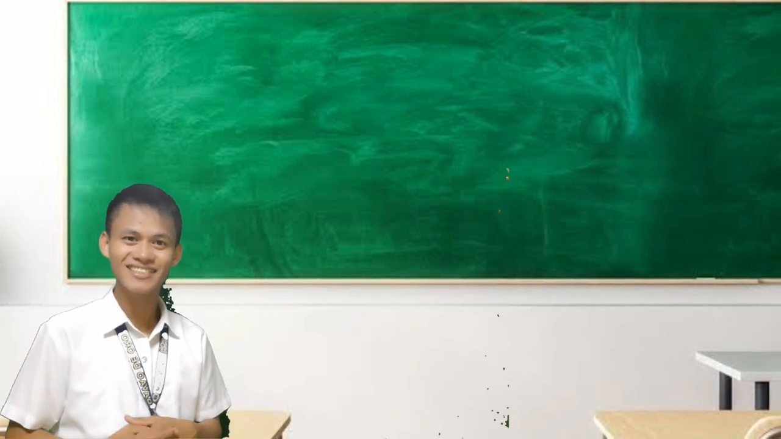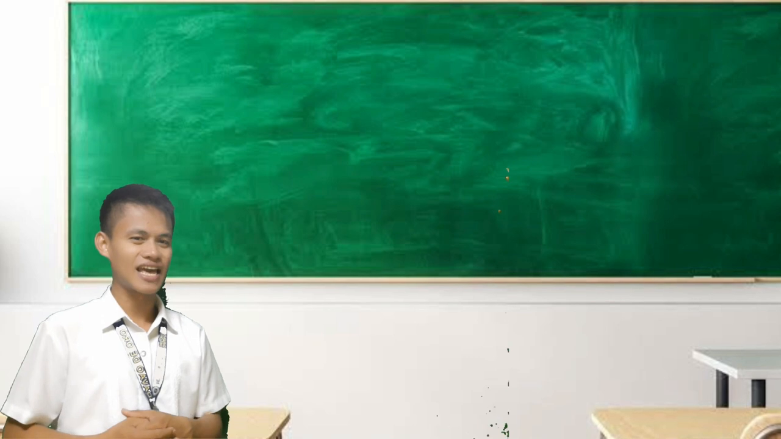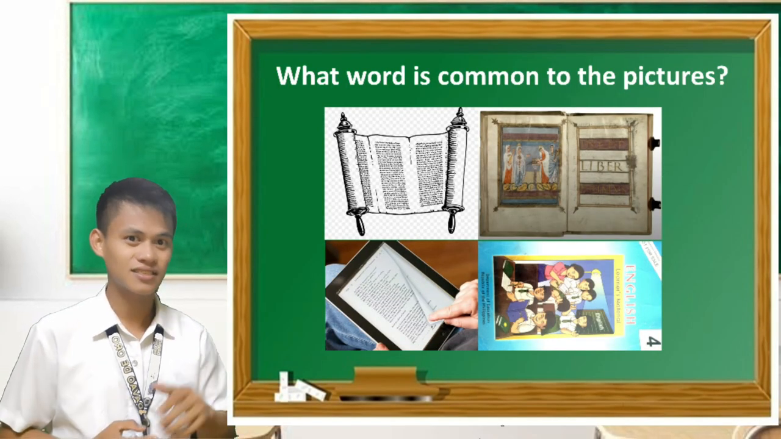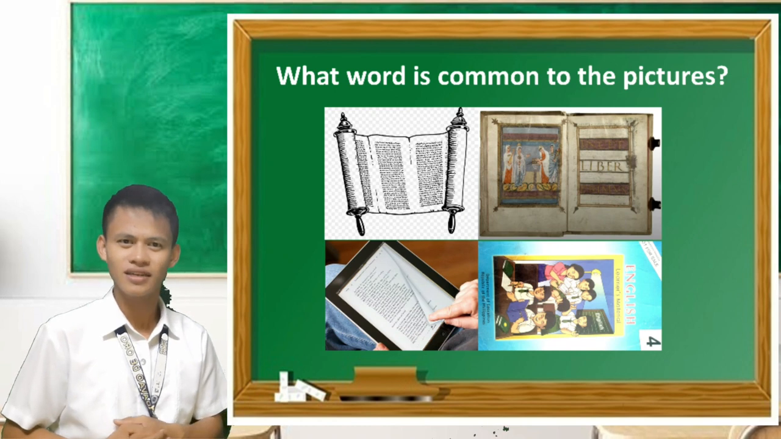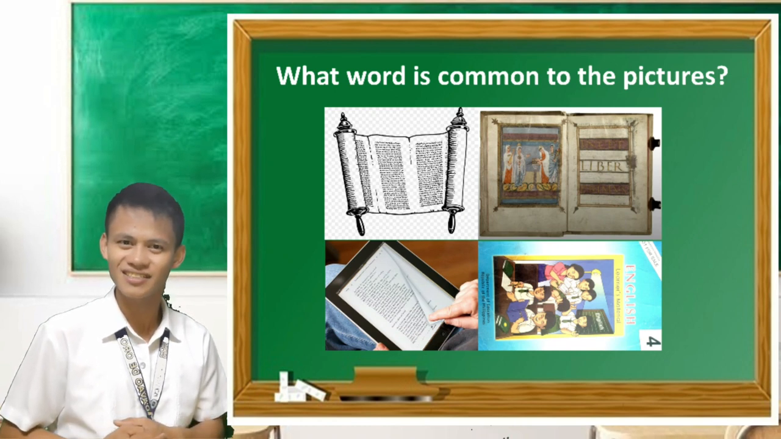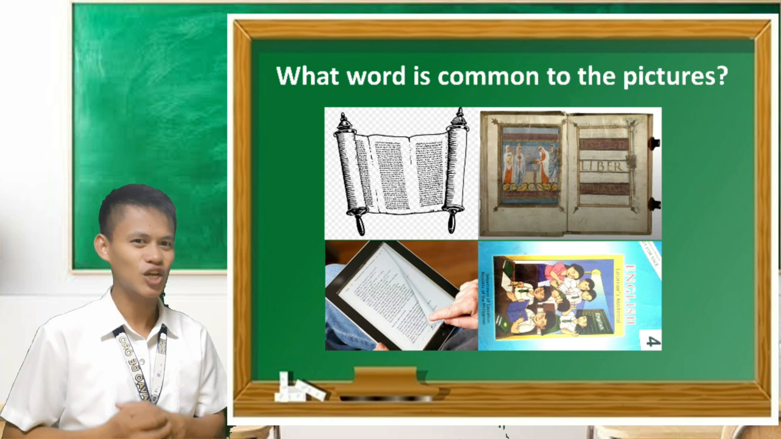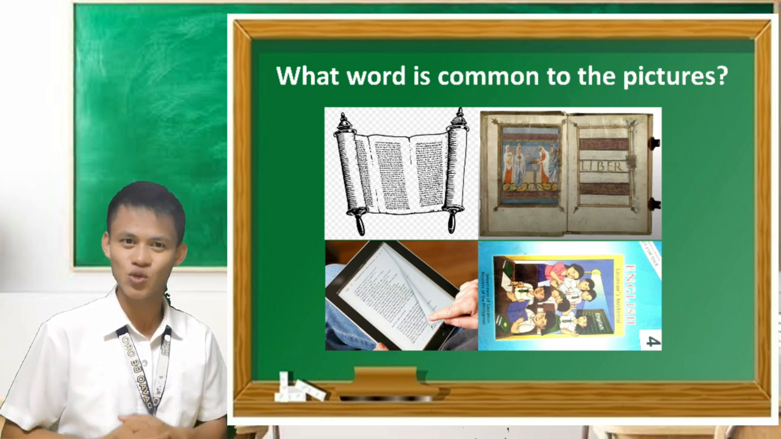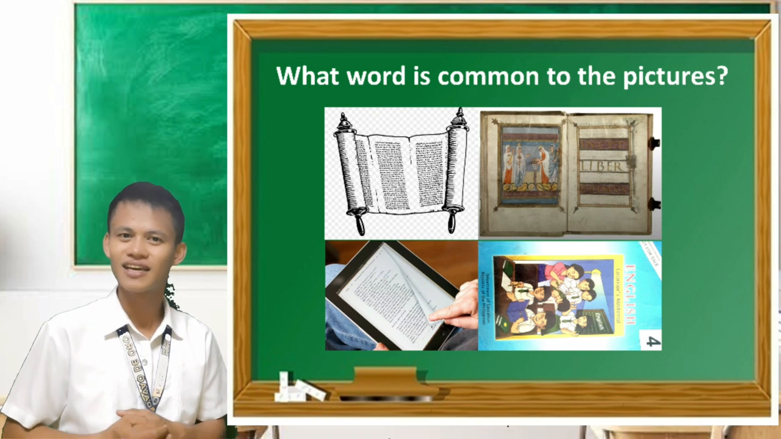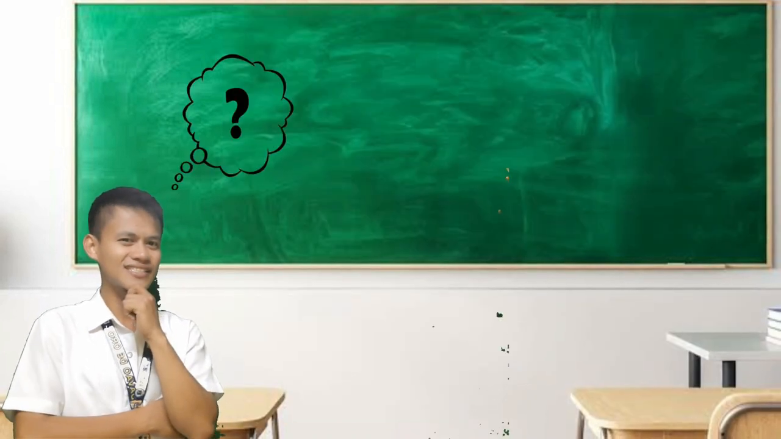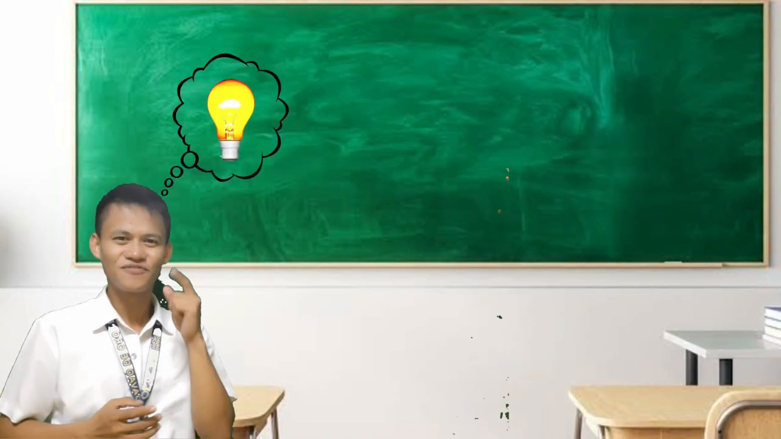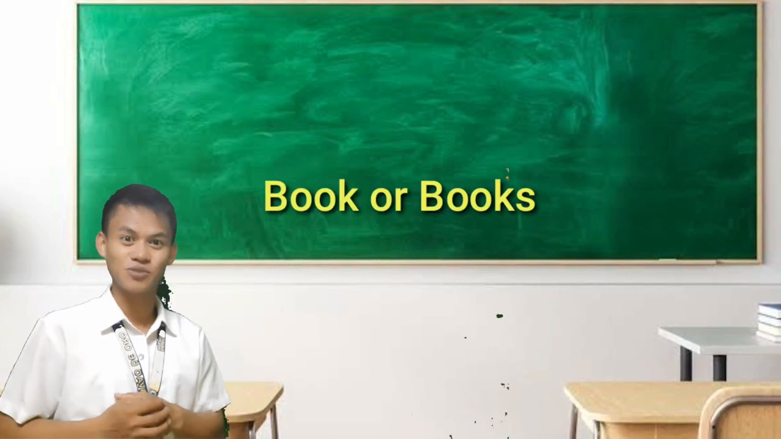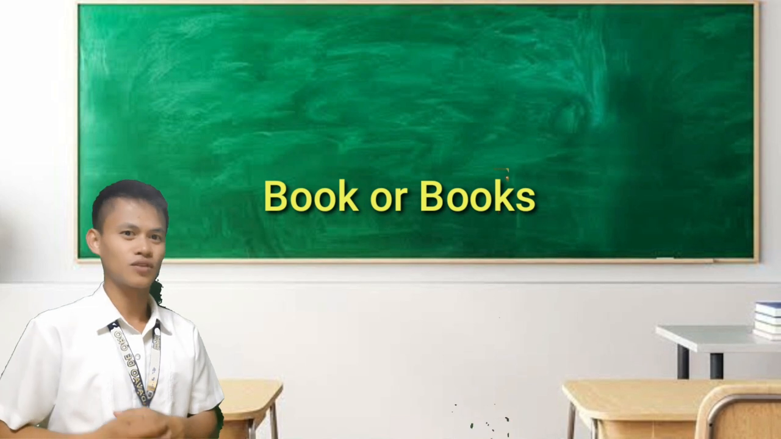Done? Alright, as you can see, there are 4 pictures. What word is common to the pictures? The clue is, most of these are found in the school library. Can you guess? Very good! You got it! The correct answer is book or books.